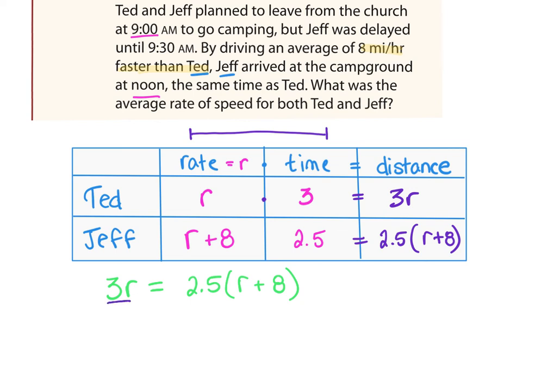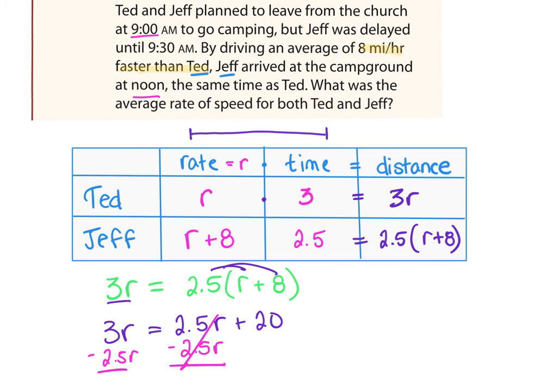So 3r, he's already by himself. Leave him alone. 2.5, distribute him through. 2.5r plus 2.5 times 8 should be what, 20? 16 plus 4, right? All right. What do I do now? Well, I'll get my variables to one side. Subtract that 2.5r. 3 minus 2.5 is 0.5.